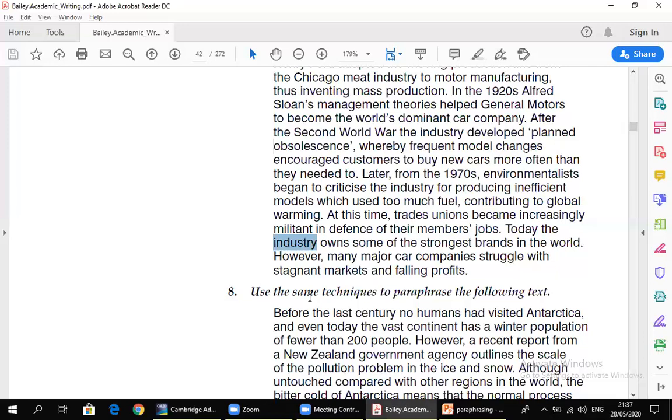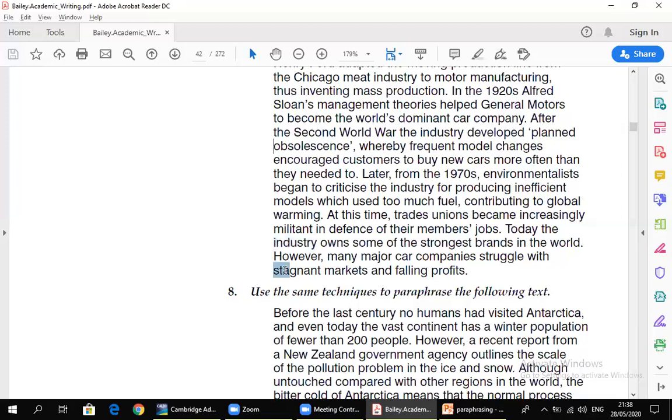However, many major car companies, so here, yes, we're still comparing industry. Struggle with stagnant markets and falling profits. So, I think we can keep industry here since we're comparing specific things. Okay, so the car industry nowadays has the biggest, or the highest value in the market, despite the fact that sometimes they suffer from falling profits and stagnant markets.